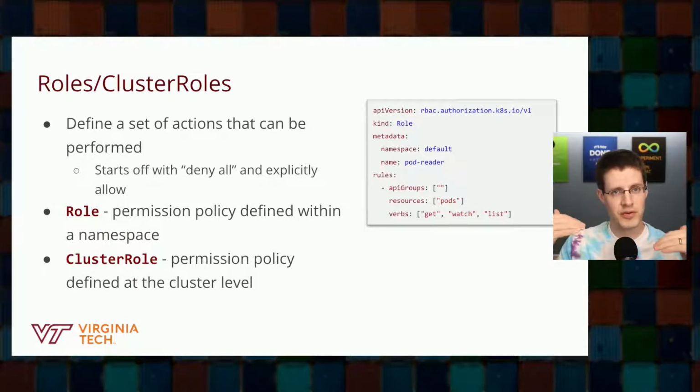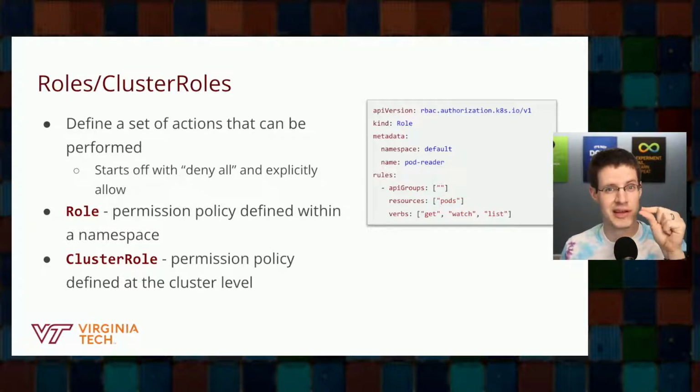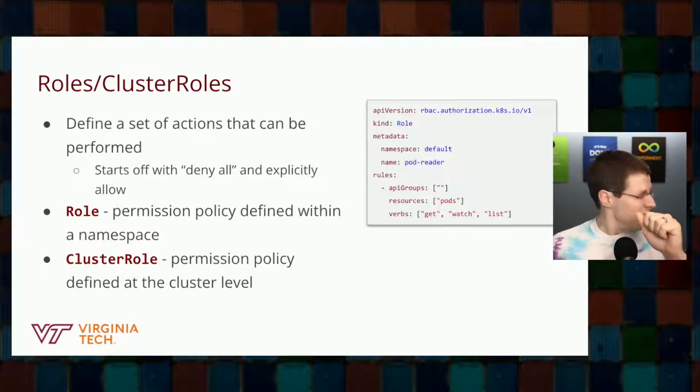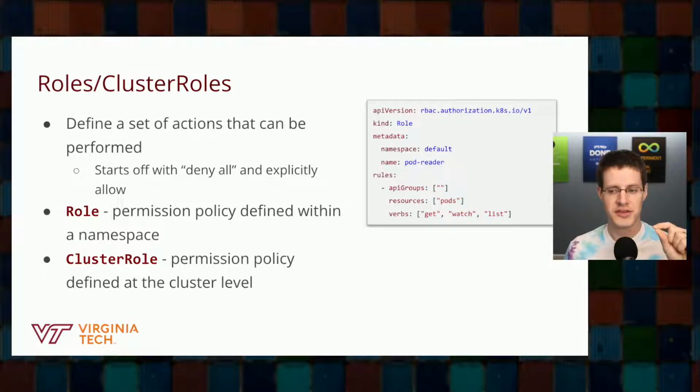Now, the difference between a role and a cluster role is important, okay? A role is a permission policy that's defined within a namespace and is only accessible within that namespace. We'll talk about role bindings in just a minute, but the role is what defines that permission policy, and a role stays within that namespace.